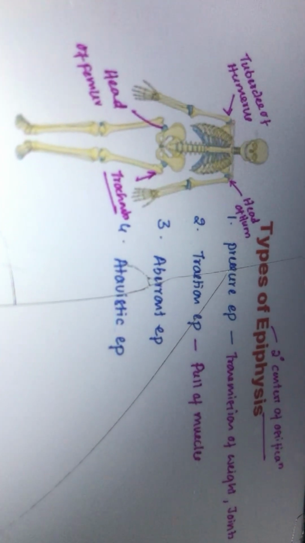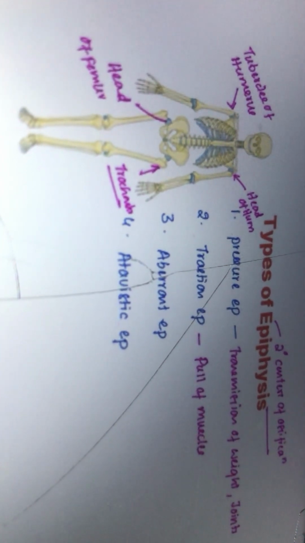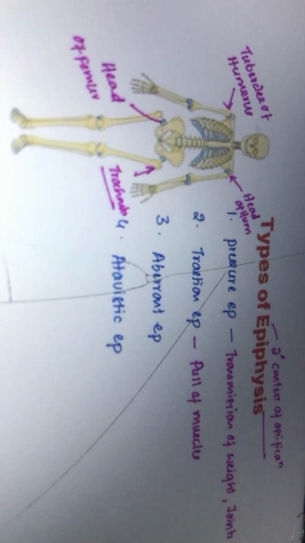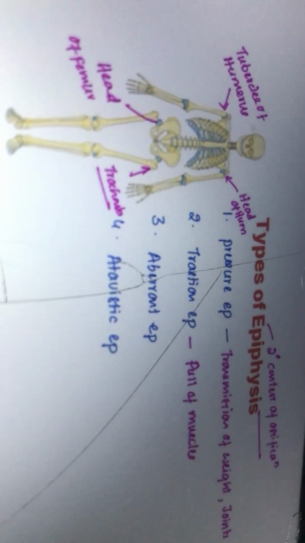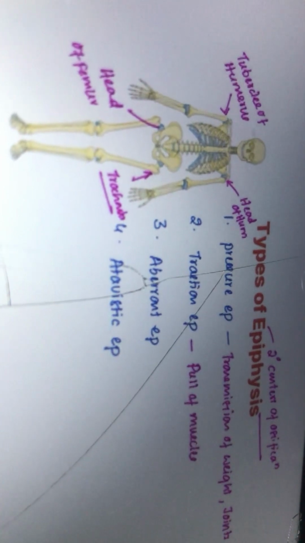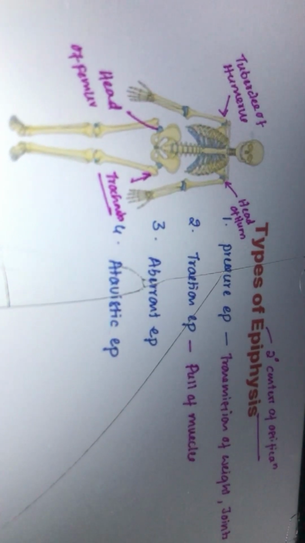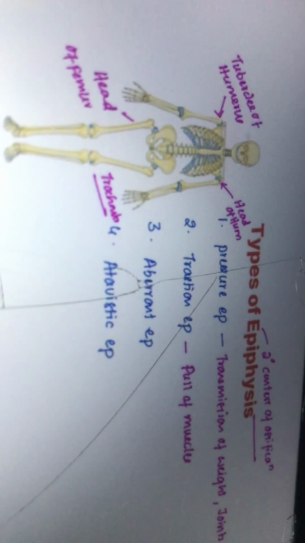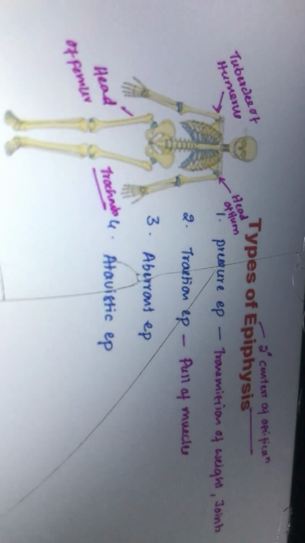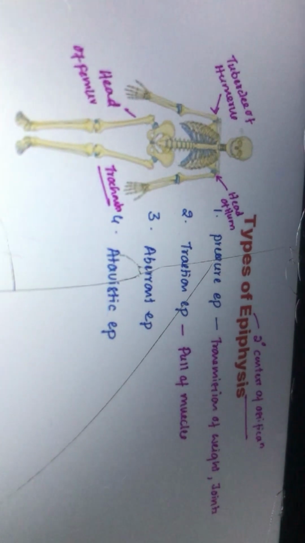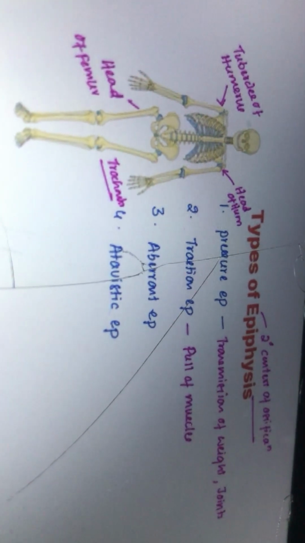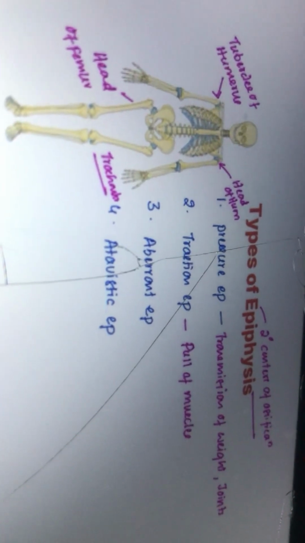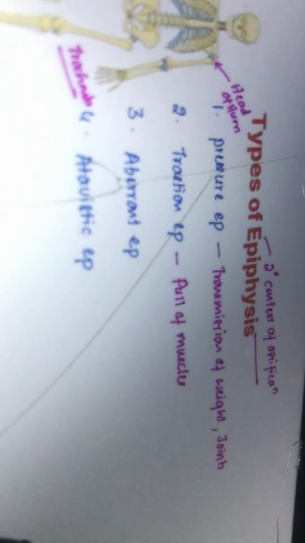So remember, we have the lesser tubercle and the greater tubercle. The lesser tubercle gives attachment to subscapularis, and the greater tubercle gives attachment to the muscles supraspinatus, infraspinatus and teres minor. When we talk about the lesser trochanter, if you remember, it will give attachment to what? The iliopsoas tendon, right? So this is regarding the traction epiphysis, examples for traction epiphysis and what they are. Then what about the next type?